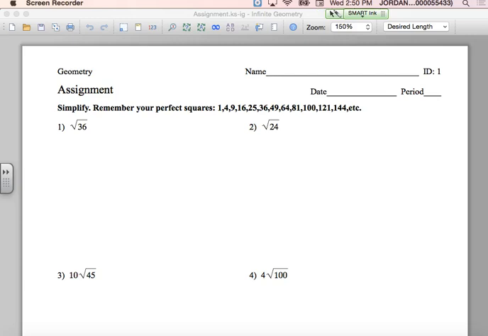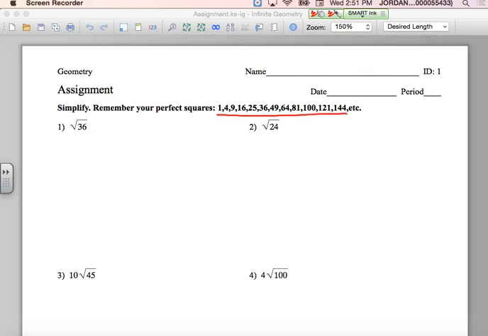Alright guys, so before we start the new stuff in the next module, we need to review a little bit from some Algebra 1 and pre-algebra stuff that you guys learned. So some stuff we need to review is radicals, okay? So we're up here in the directions. Remember your perfect squares, okay?